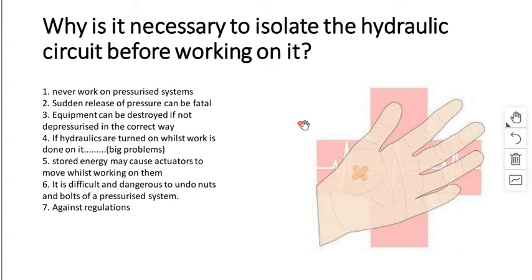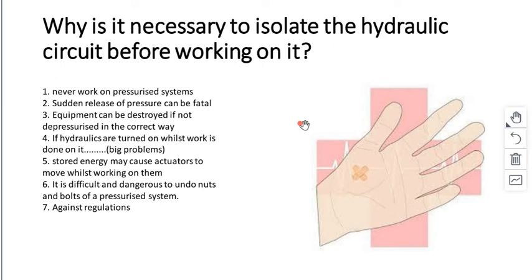Number 5, first of all, stored energy may cause actuators to move whilst working on them. So if there's still some stored energy, for example, you've got a press and you're working underneath the press, and you think nothing should operate because it's depressurized and the system is not operating, but there might still be some pressure left somewhere in the system.